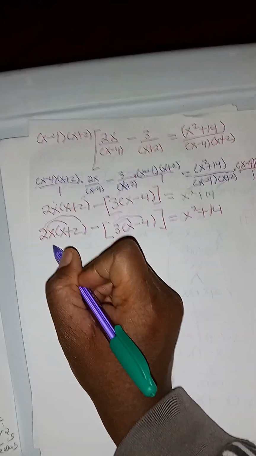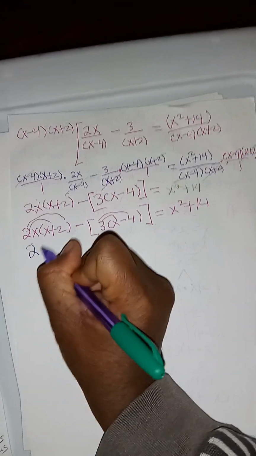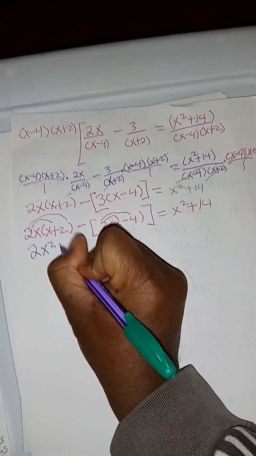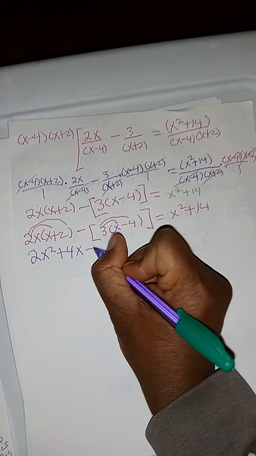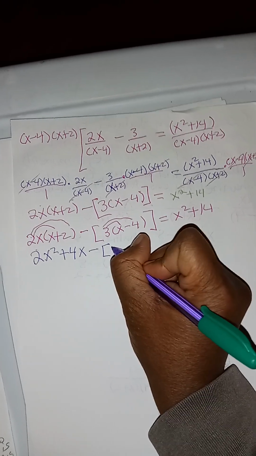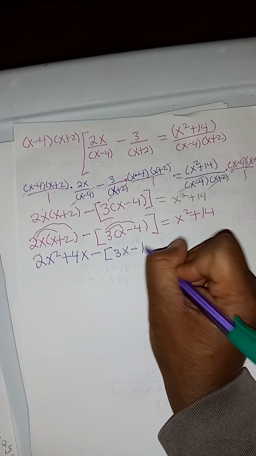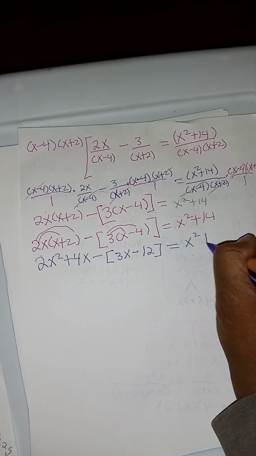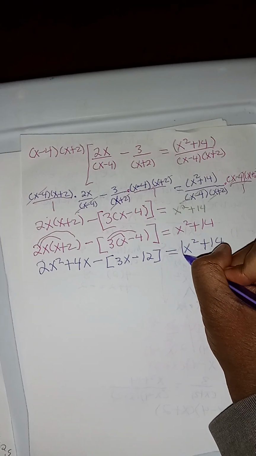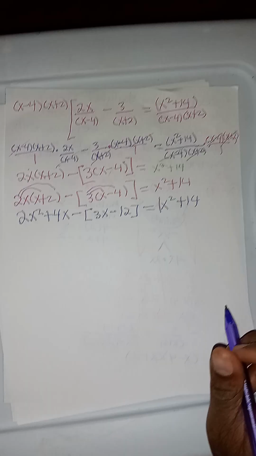So 2x times x plus 2 is going to equal 2x squared plus 4x, minus 3 times x is 3x, 3 times minus 4 is minus 12, set equal to x squared plus 14. And we could put a 1 in front of x squared because 1 times x squared will yield itself of x squared.